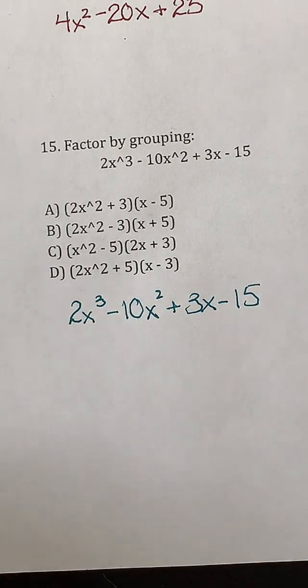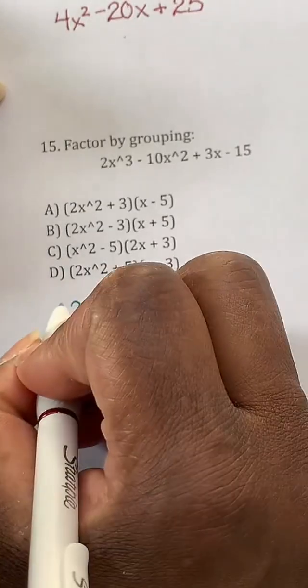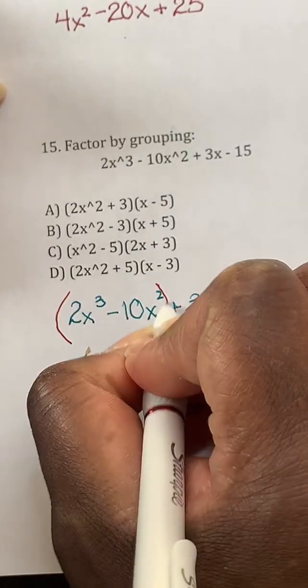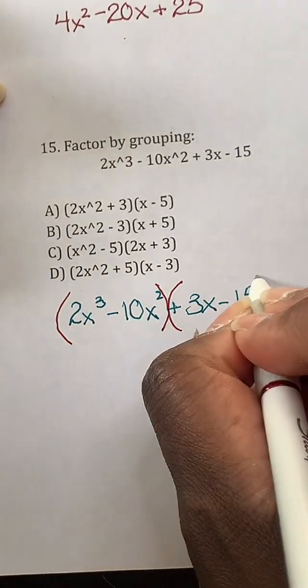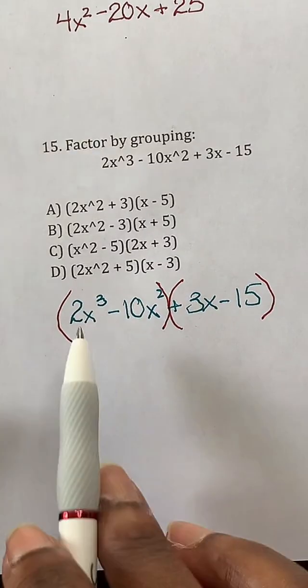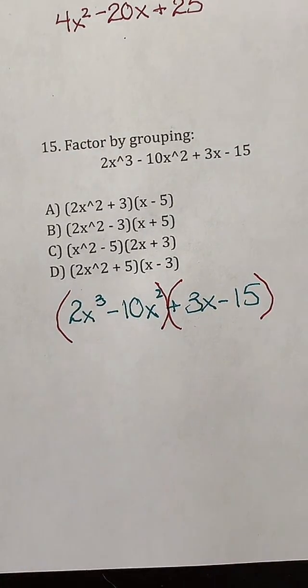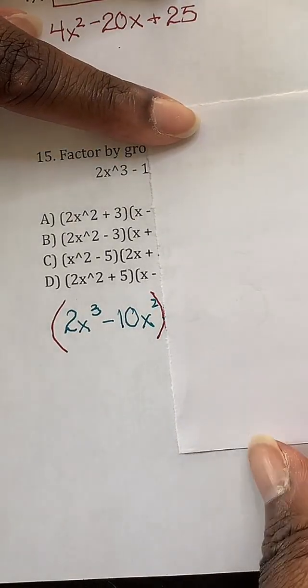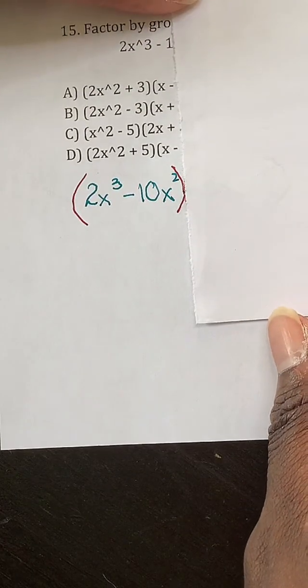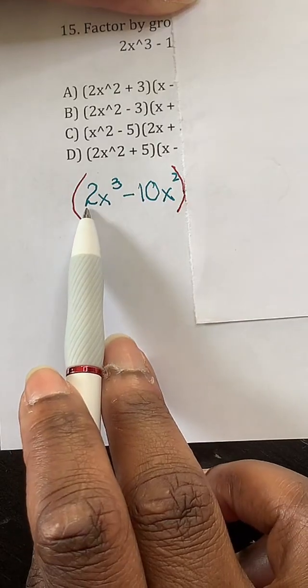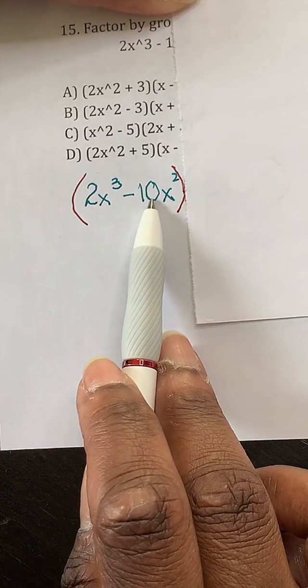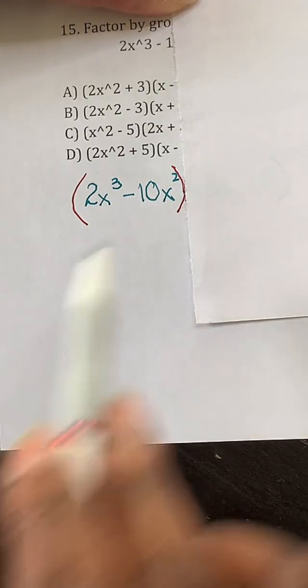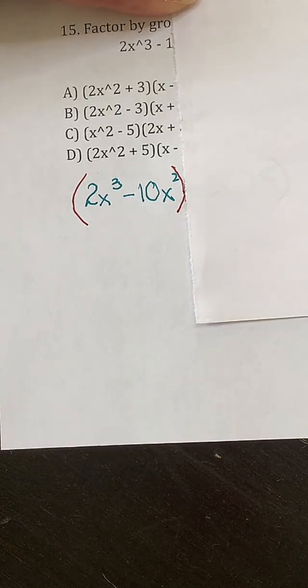Saying C. Let's take a look. Now, when you do grouping, trust me, knowing your multiplication is definitely crucial. So we're going to take it one parenthesis at a time. I'm going to cover up the other two terms so we can focus solely on this one. So 2 and 10, what do they have in common? Put it in the chat.